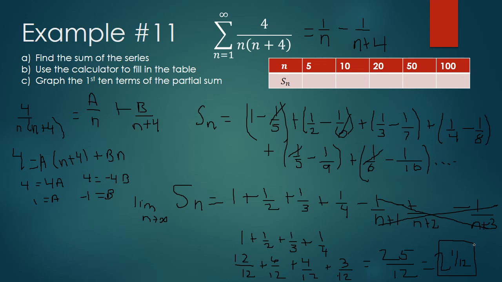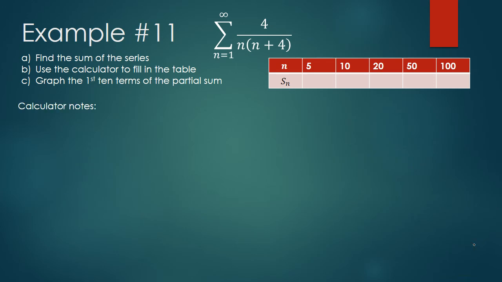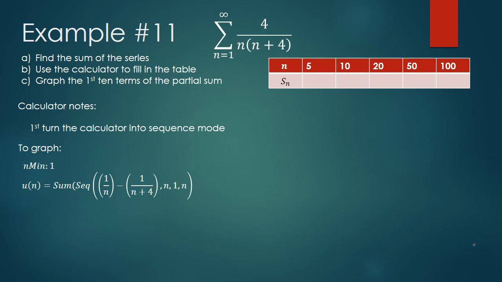Now the second part says to use the calculator to fill in the table. I used some calculator notes here. The first thing we have to do is turn the calculator into sequence mode. I am going to make a video of me doing all of these steps in a separate video where I can have the calculator in front of me. So if you get confused, pause right here, go back into Google Classroom and watch the video with the calculator. First you're going to turn the calculator into sequence mode, and then you're going to graph. Your n minimum is 1, and then u sub n is going to be the sum of the sequence. This is going to be the formula.